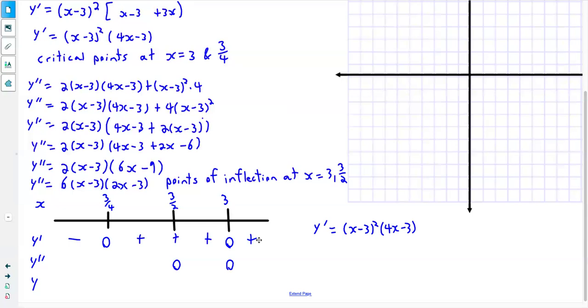Now, if we look at our double prime, so our y double prime was equal to, when we simplified things, 6 times x minus 3 times 2x minus 3. If I was to plug in 0, that'd give me a positive times a negative times a negative, so that will give us positive. So it should be positive everywhere to the left of this point.